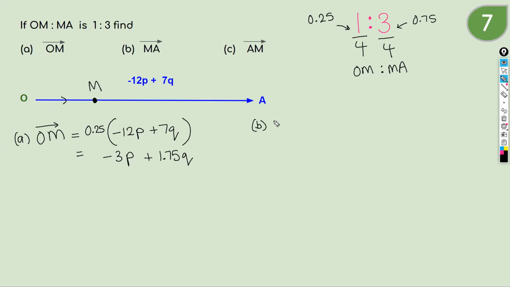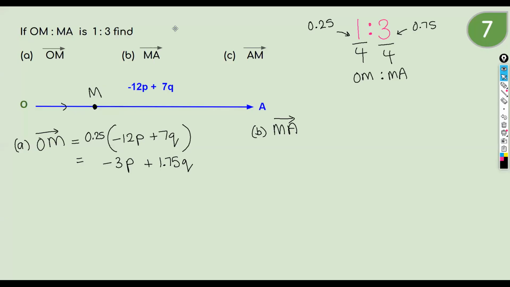So see if you can find MA. MA is in the same direction as the blue line, so once again, you don't have to change any signs. All right. Remember, MA is 3/4 of the entire line. So we're taking the entire line, and we're going to multiply the whole thing by 0.75.